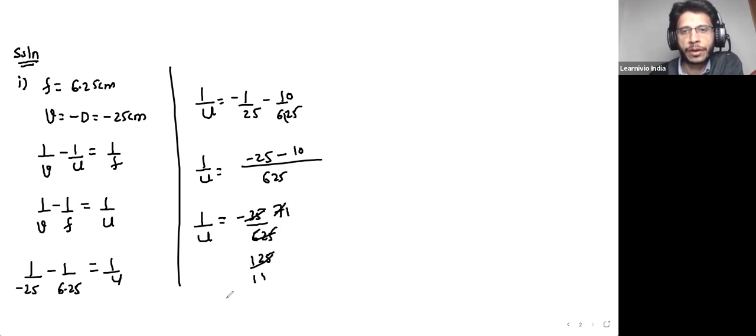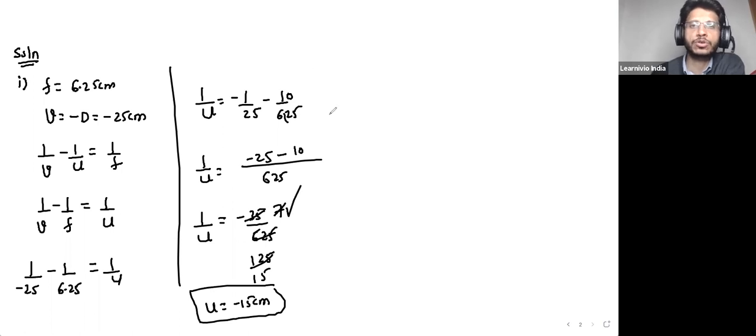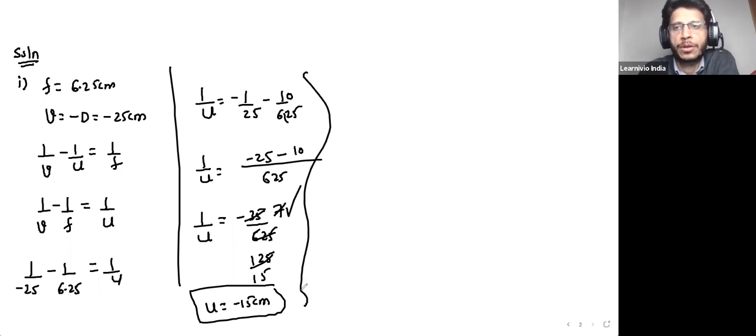7 ones are 7, 7 fives are 35. So your object distance comes out to be minus 15 centimeter. This is your object distance, which is minus 15 centimeter. So that's part one of the question.